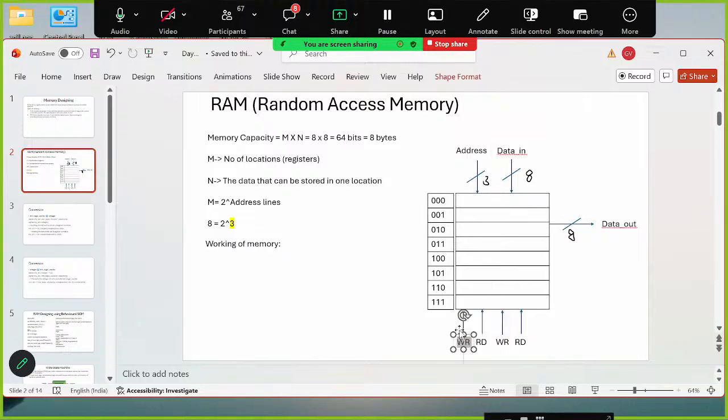One is clock, let's say. Another is called, let's say, reset. Let's say I have written RST in short form. Okay, so let's understand how it works.